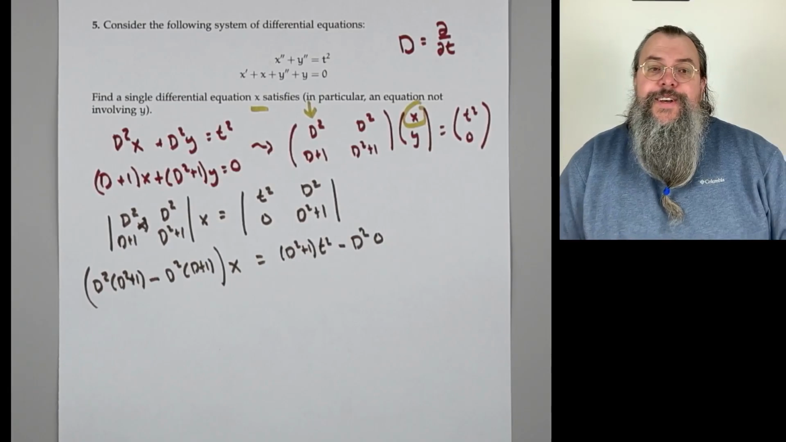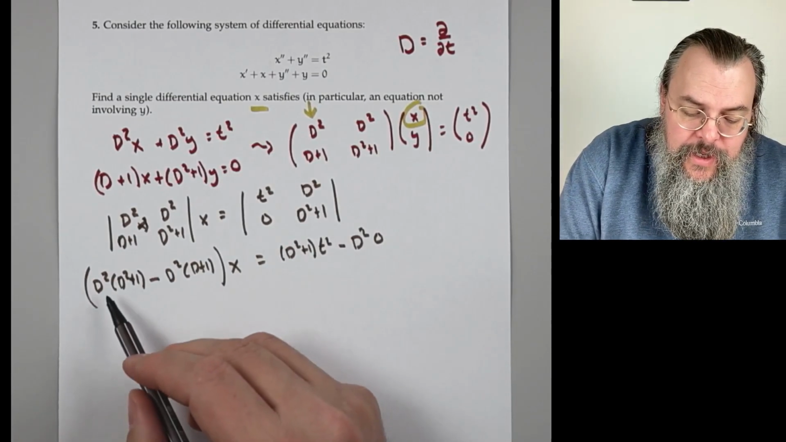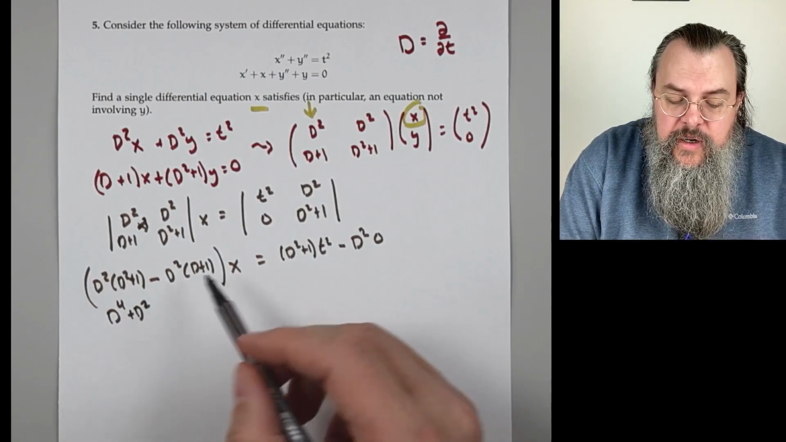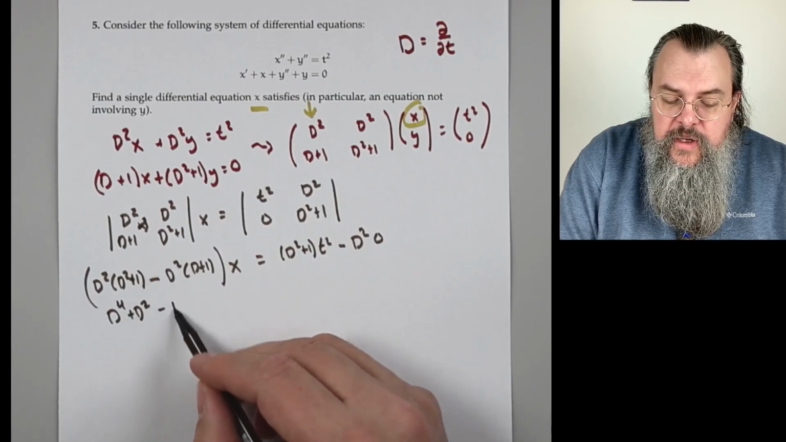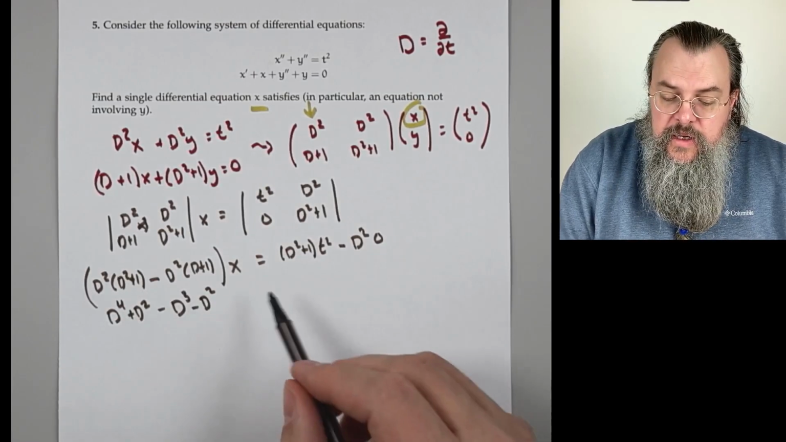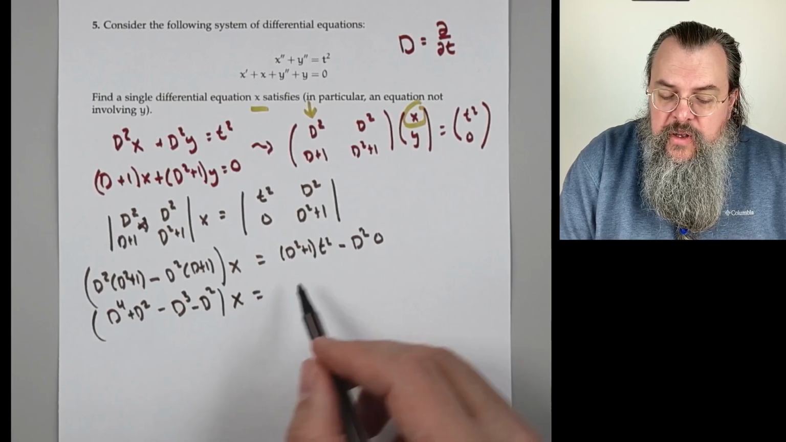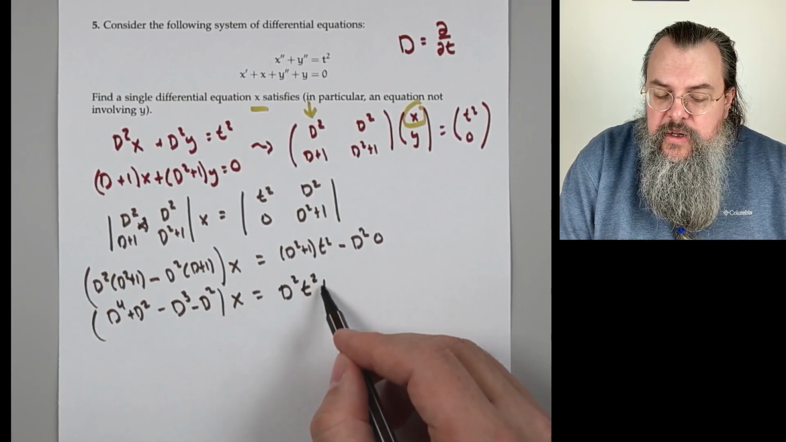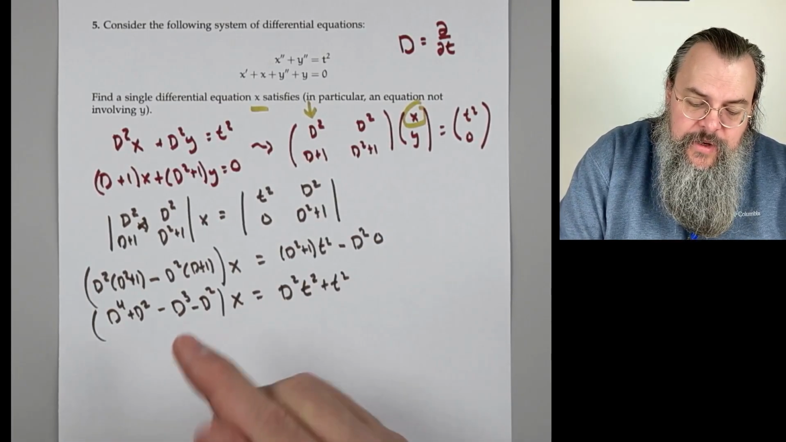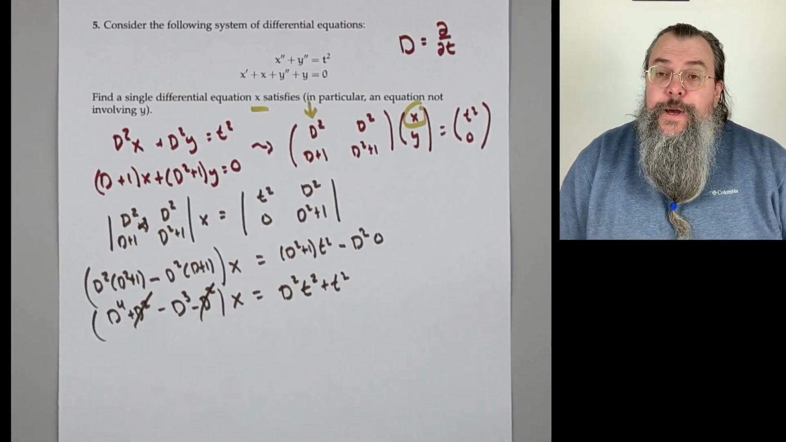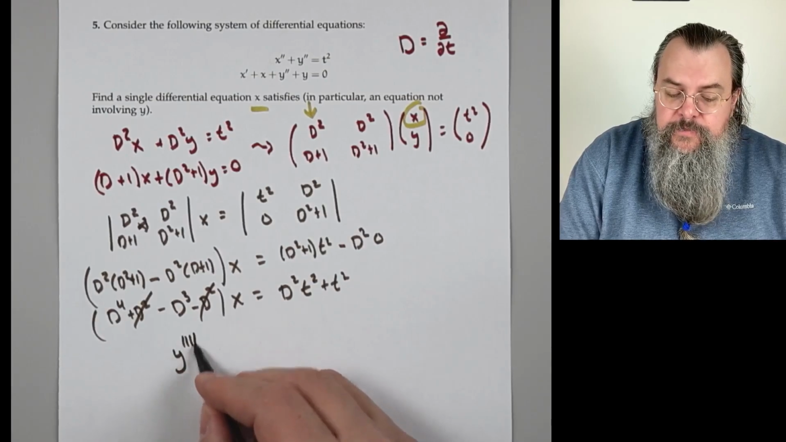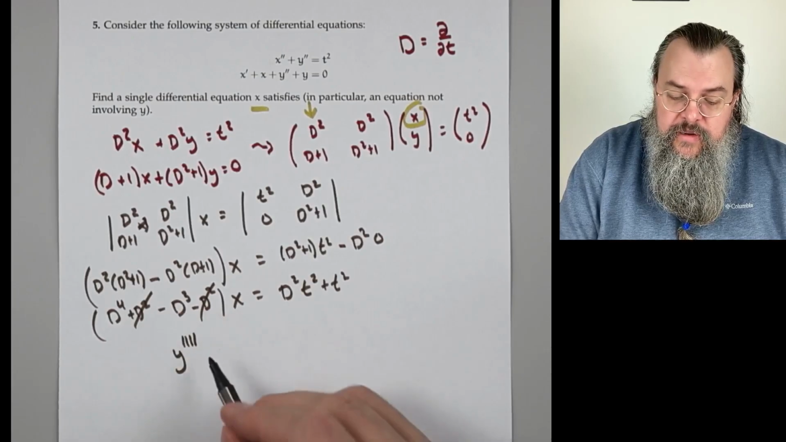Okay, good. Now, we expand. We have d to the 4th plus d squared minus d cubed minus d squared, and that's times x. Here we'll have d squared t squared plus t squared, and then we'll have 0. All right, well, 0 is 0. And what happens here? Well, the d squareds cancel, and what are we left with? D to the 4th times x, so that's the 4th derivative, minus d cubed times x.